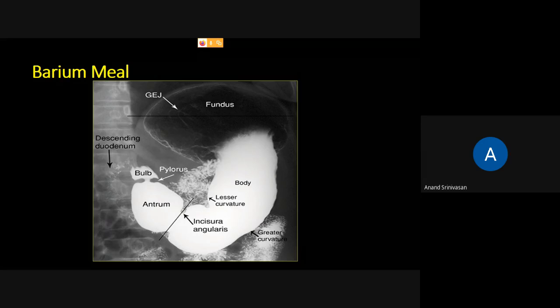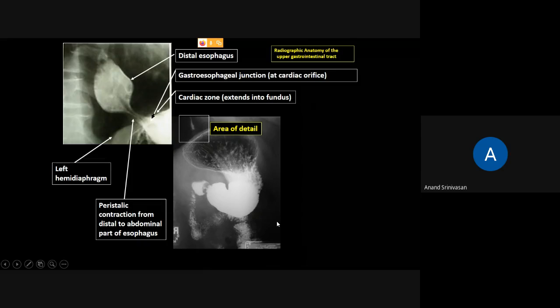They might ask you what type of X-ray it is, which view this is, what this organ is, and which part of the organ it is. So these are the different parts of the stomach. Here you can see the same structures.